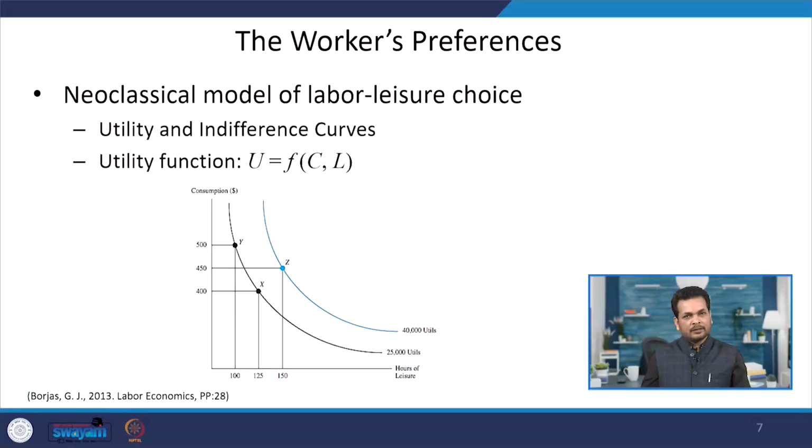Here, we have considered this neoclassical model of labor-leisure choice. The individual gets certain utility by consuming both goods and services and leisure together. So, the utility of an individual is a function of both consumption of goods and services and leisure. In this model, an individual receives satisfaction from both the consumption of goods, which we have denoted as C, and the consumption of leisure, which we denote as L.